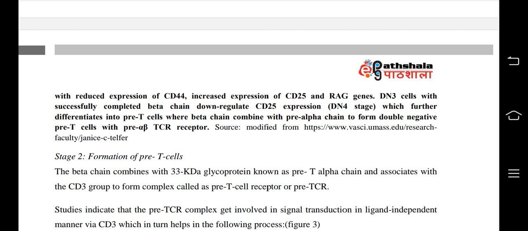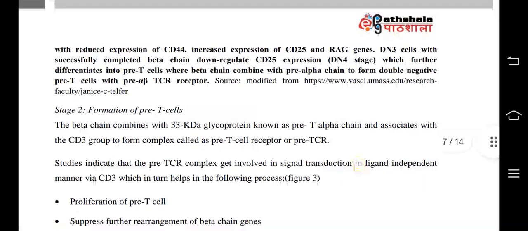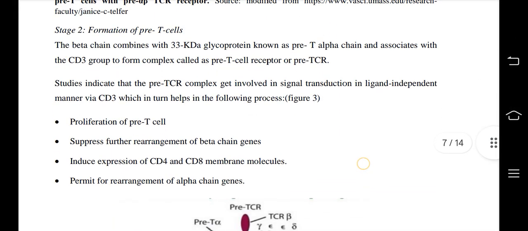A DN3 cell which successfully completes beta chain rearrangement downregulates CD25 expression, reaching the DN4 stage, which further differentiates into a pre-T cell where the beta chain combines with the pre-alpha chain to form double negative pre-T cells with pre-alpha beta TCR receptor. Then formation of pre-T cells. The beta chain combines with a 33 kilodalton glycoprotein known as pre-T alpha chain and associates with the CD3 group to form a complex called the pre-T cell receptor or pre-TCR.